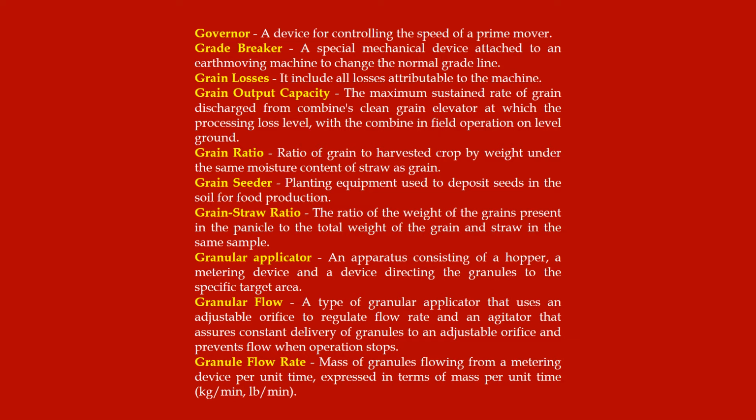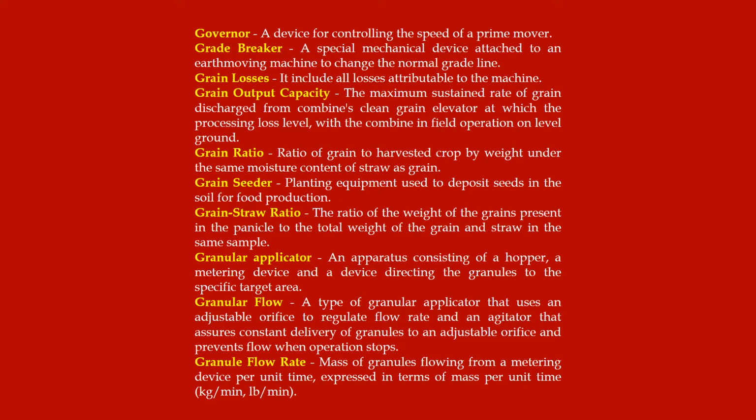Grain losses. It includes all losses attributable to the machine. Grain output capacity. The maximum sustained rate of grain discharged from combine's clean grain elevator at which the processing loss level, with the combine in field operation on level ground. Grain ratio. Ratio of grain to harvested crop by weight under the same moisture content of straw as grain. Grain seeder. Planting equipment used to deposit seeds in the soil for food production.